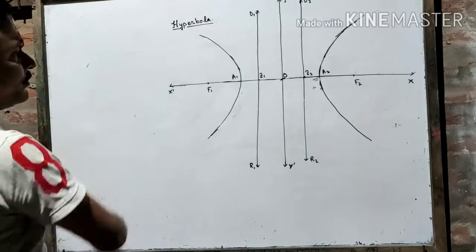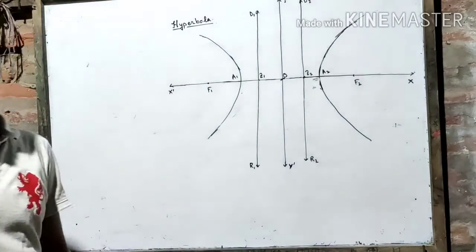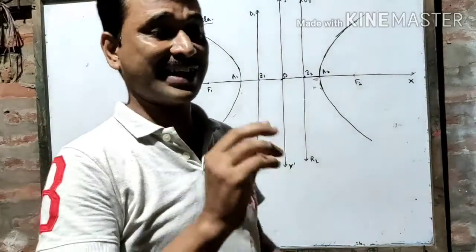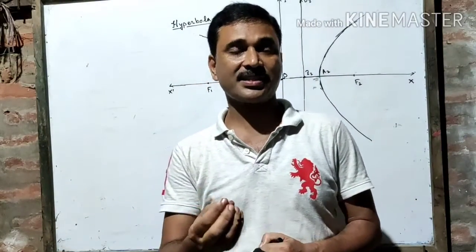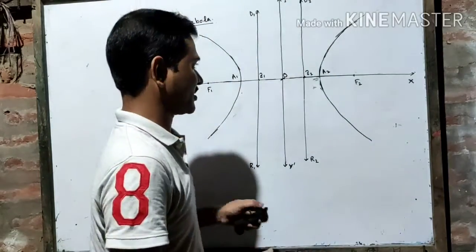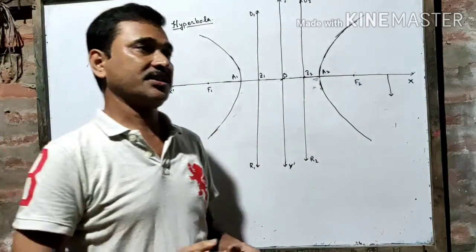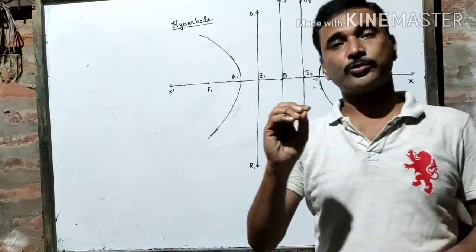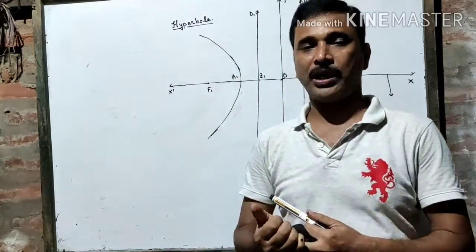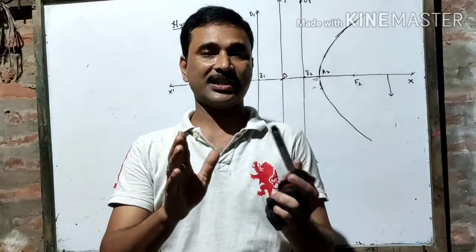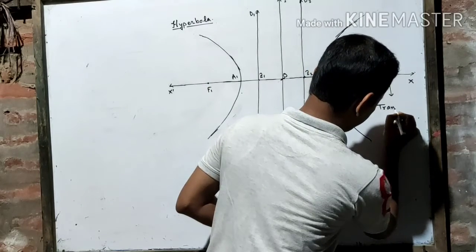Now, this line of symmetry is called the transverse axis. In ellipse we call them major axis and minor axis. In case of hyperbola we call the axes transverse axis and conjugate axis. Which axis is the transverse axis? Just like the major axis, the axis on which the foci lie is called the transverse axis in the case of hyperbola. So this is our transverse axis.